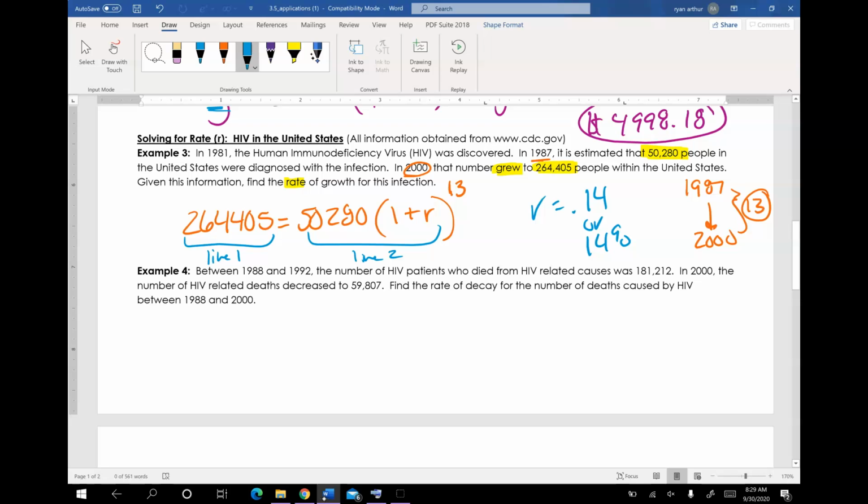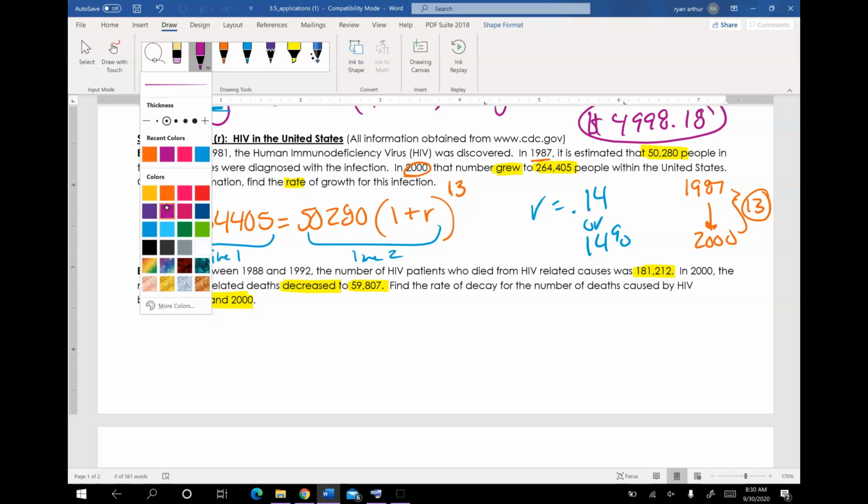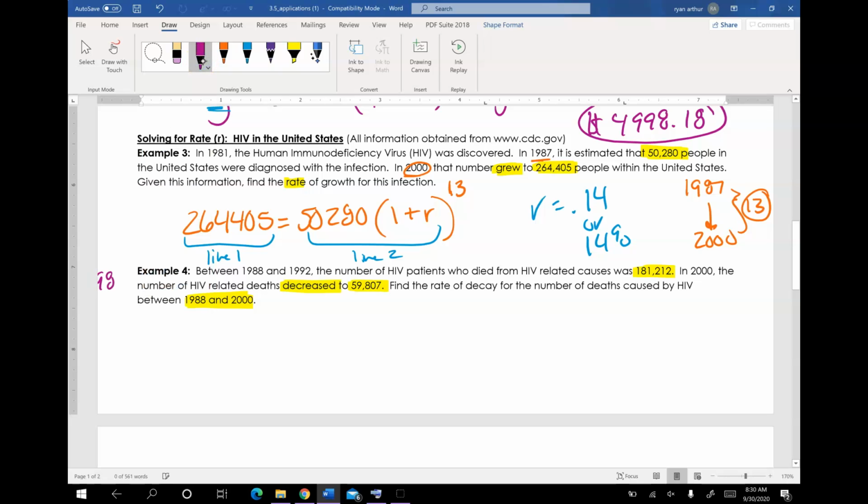All right, so between 1988 and 1992, the number of HIV patients who died from HIV-related causes was this many. In 2000, the number of related deaths decreased to this many. Find the rate of decay for the number of deaths caused between these two dates. Well, again, it didn't give me the time, but it gave me the 2 dates. So I need to know how many years passed between 1988 to 2000. Well, that was 12 years, right? So 12 years have passed.